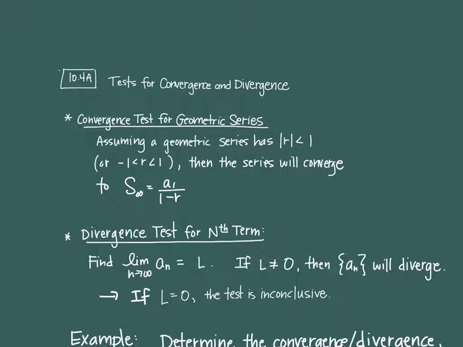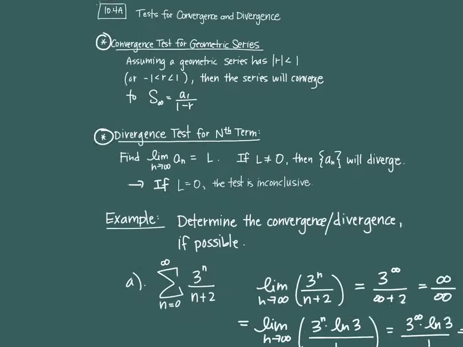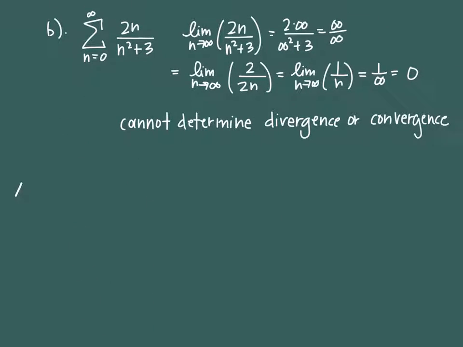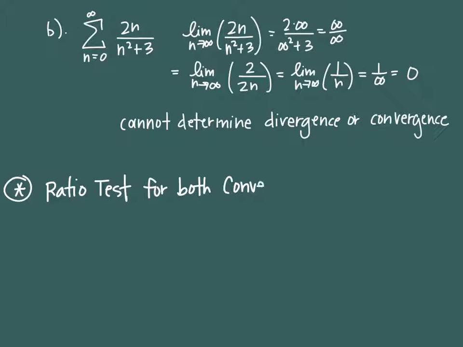All right, so we have the convergence test for geometric series, the divergence test on the nth term. And then our third one is called the ratio test. And this can tell us both convergence and divergence, which is really helpful because it can do two at the same time.